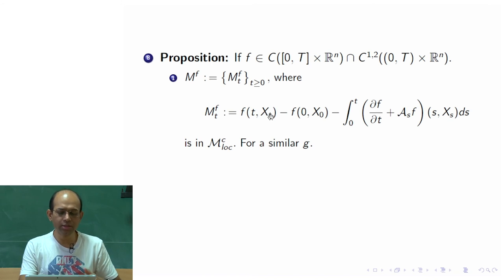X_t is a stochastic process, it has its drift, it has its motion, and f is any arbitrary smooth function. So, you would get some stochastic process here, but this subtraction nullifies its dynamics and leaves only a martingale, which on an average does not move.